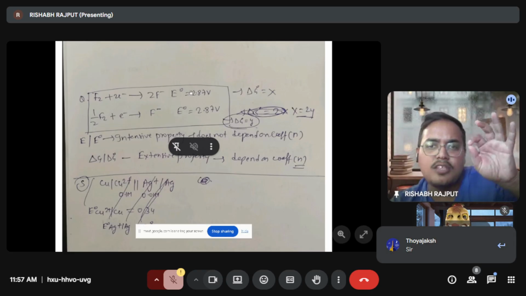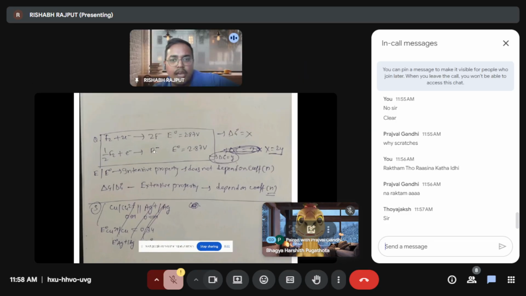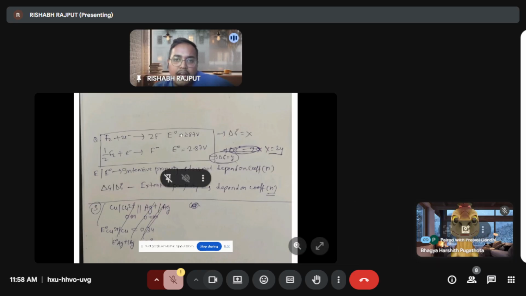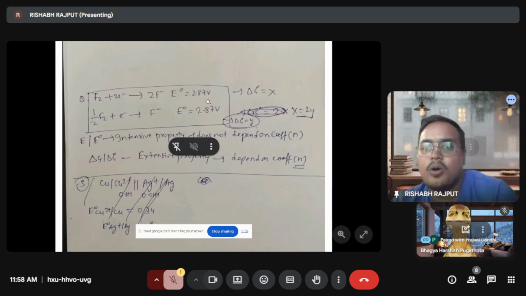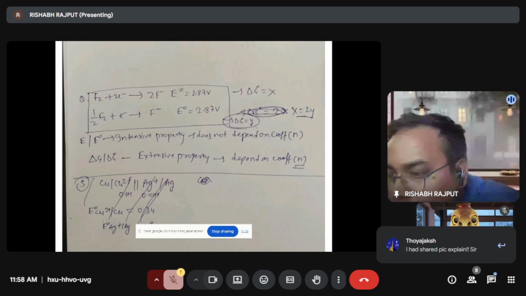Your value is the same, because your negative charge is the same. Nothing will change. If your negative charge is the same, F negative or negative there, whatever the n value, the E naught value is the same. Nothing changes. Okay, guys, please remember this. It is a very important concept. Sometimes in NEET they will ask.